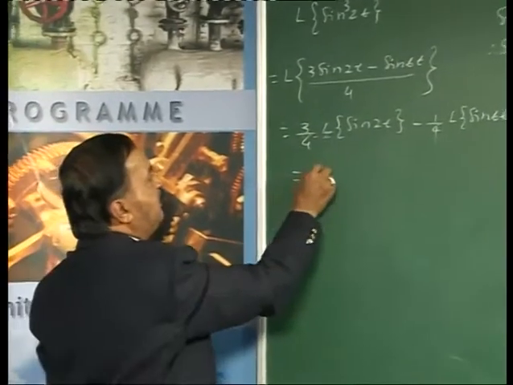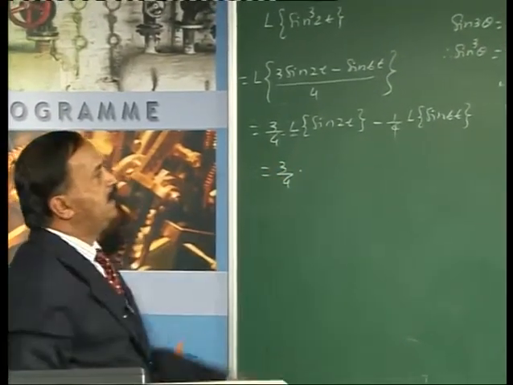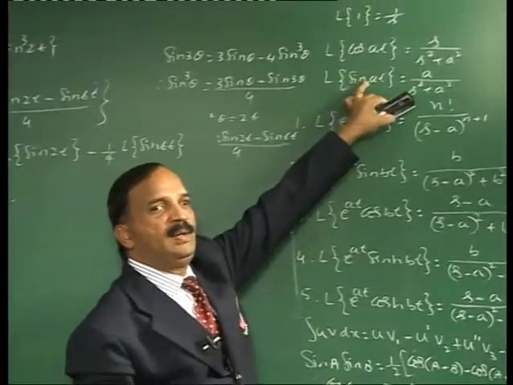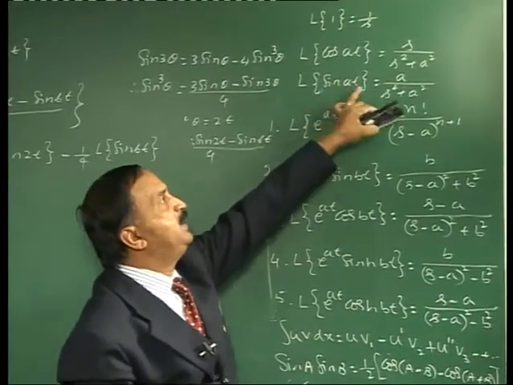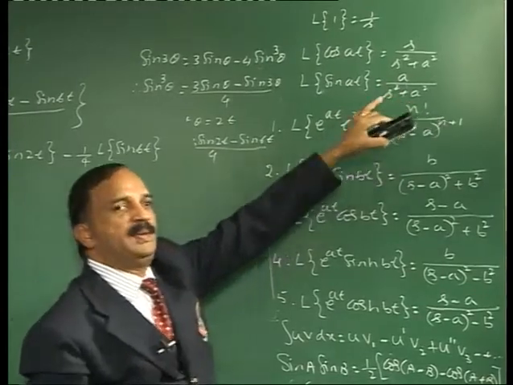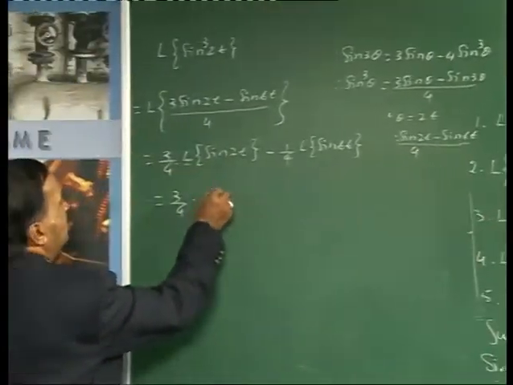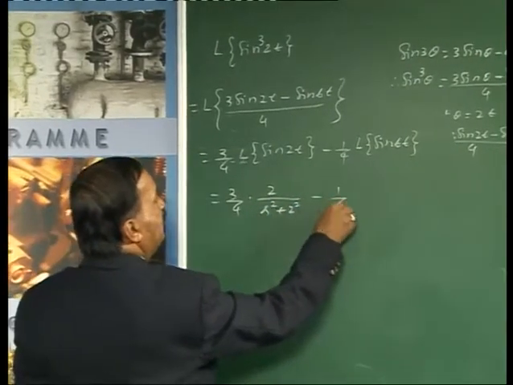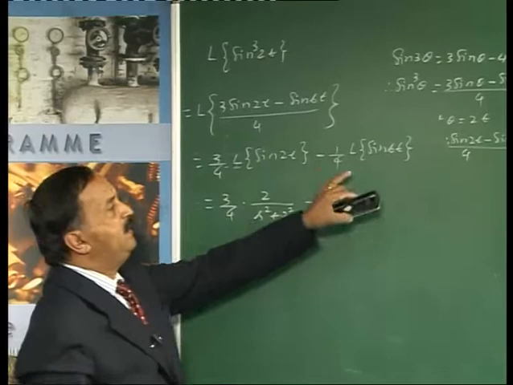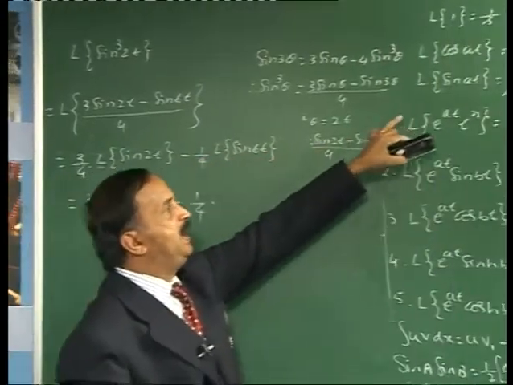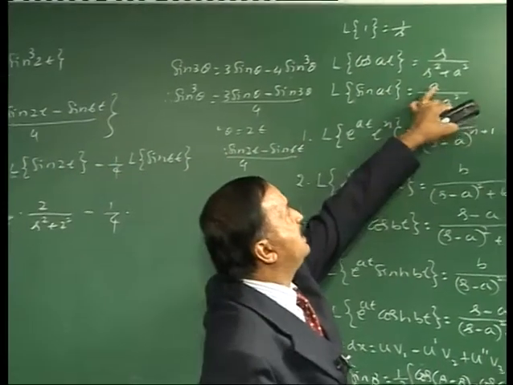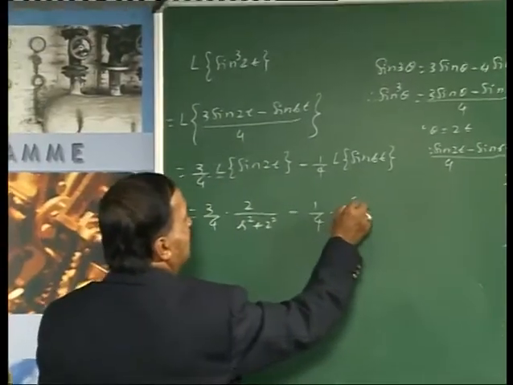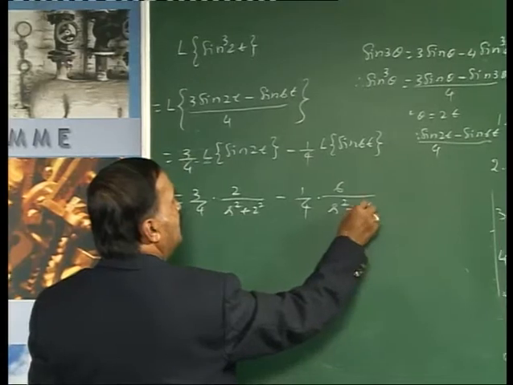That is equal to 3 by 4 into L of sin 2t. Put a is equal to 2, you will get the answer. L of sin 2t is 2 by a square plus 2 square. That means here 2 divided by a square plus 2 square, minus 1 by 4 into, again we want L of sin 6t, put a is equal to 6, you will get here 6 by a square plus 6 square. So that means here 6 divided by a square plus 6 square.